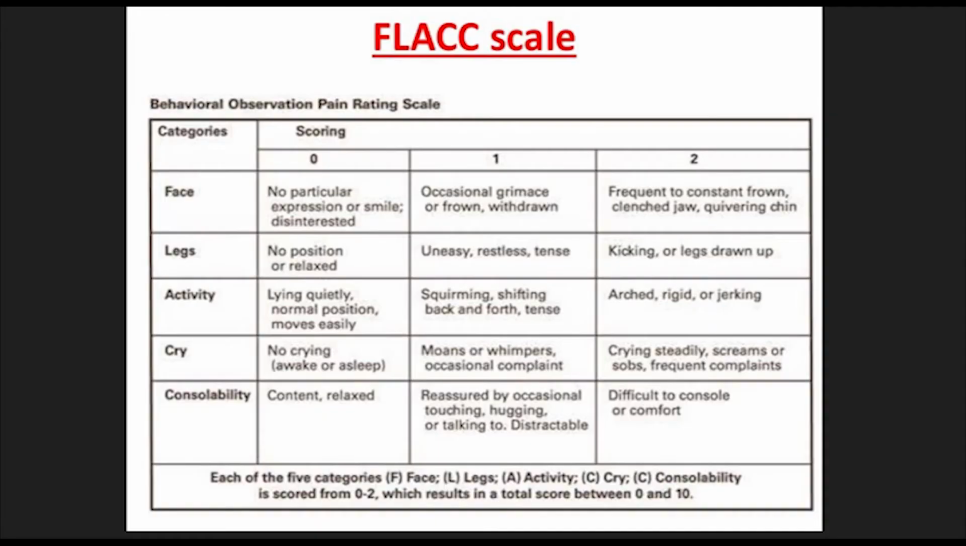I'm just going to focus on the FLACC scale, which I think some of you are familiar with. Basically, it just goes through face, legs, activity, cry, and consolability. 0 means nothing, so face, there's no particular expression, legs, no movement, activity, lying quietly, crying, no crying, etc. 1 is occasional, so there's occasional grimace, occasional kicking of the legs, occasional squirming, occasional whimpers. 2 is continuous, so you've got continuous grimace, continuous kicking, jerking, crying steadily, and difficult to console.